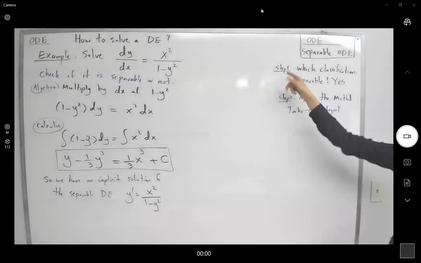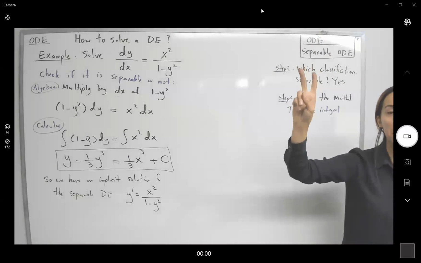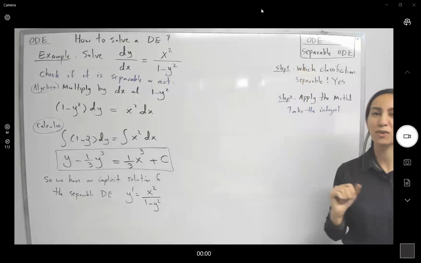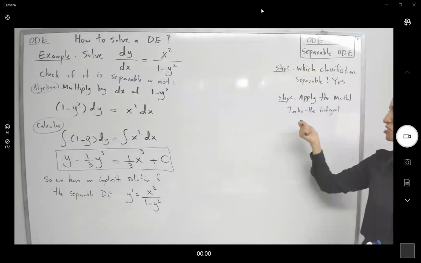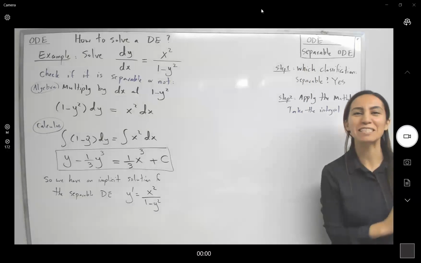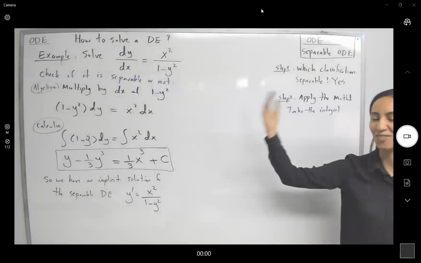Step 1, check the classification. Step 2, apply the method for that classification. We just learned about separable differential equations. The method of solving a separable differential equation is to take the integral of both sides.